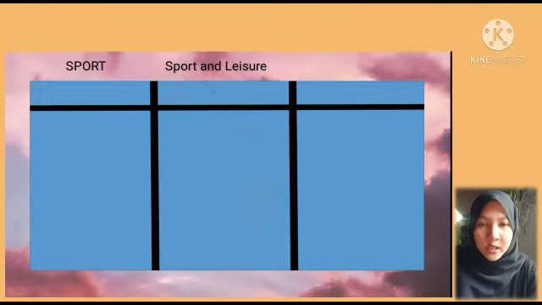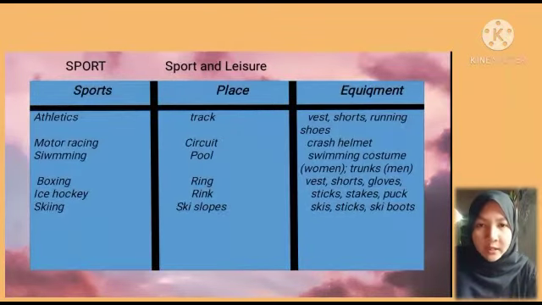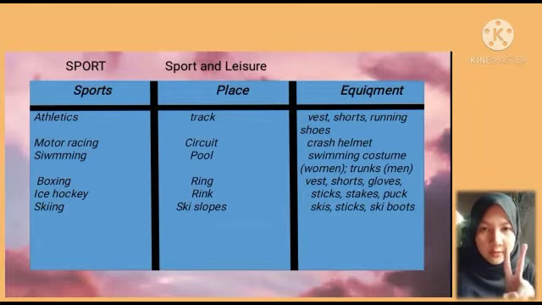Here I will explain a little material about sport and leisure. A. Sport. The first, athletics, is done on a track and the equipment is a vest, shoes, running shorts, and a helmet. The second, motor racing, is done on a circuit and the equipment is a crash helmet.